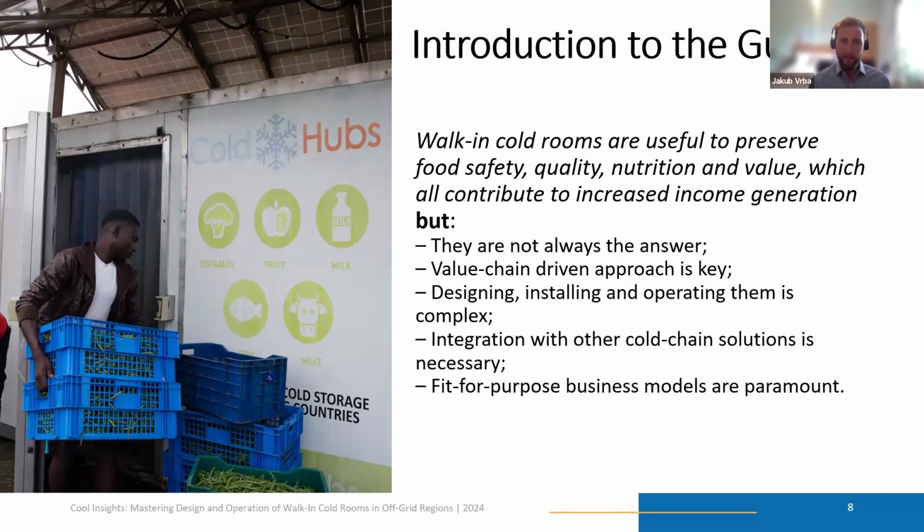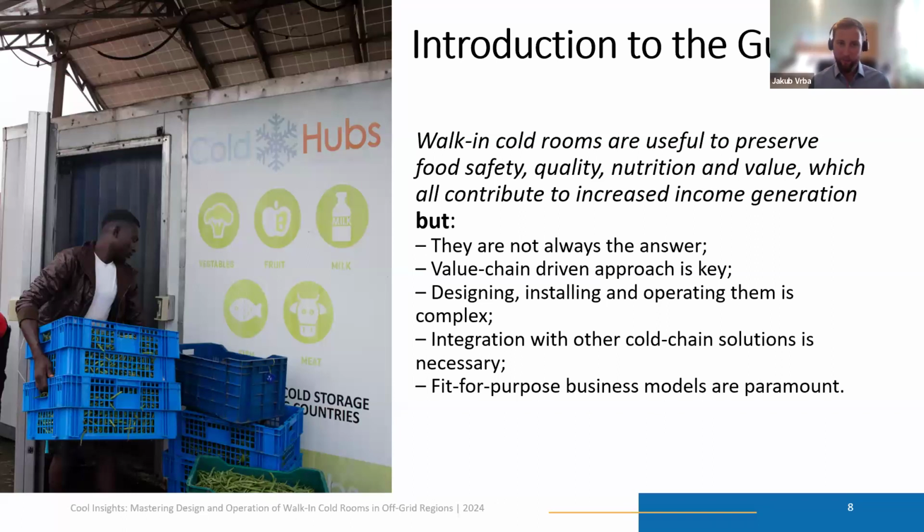Now, having a detailed understanding of the targeted value chain is extremely important before we design the cold room, because different value chains have different needs when it comes to temperature, humidity, length of storage, seasonality, and other aspects. And we'll shortly hear from Arpana how they use the value chain-driven approach at EDVIU and their other ventures.